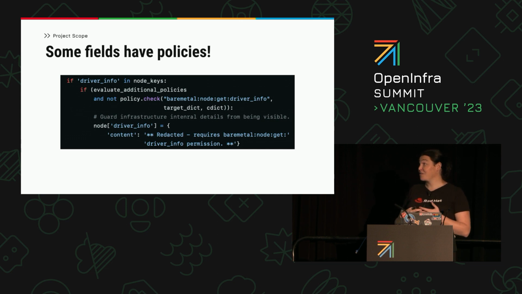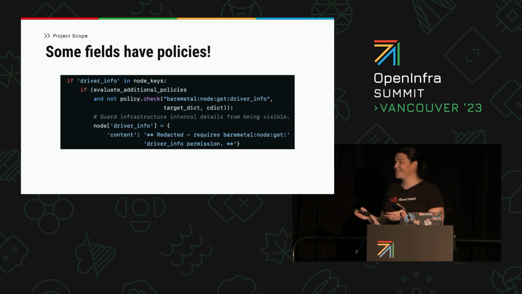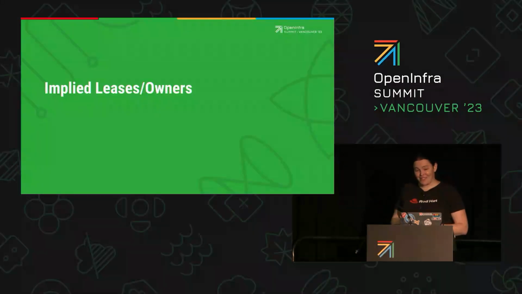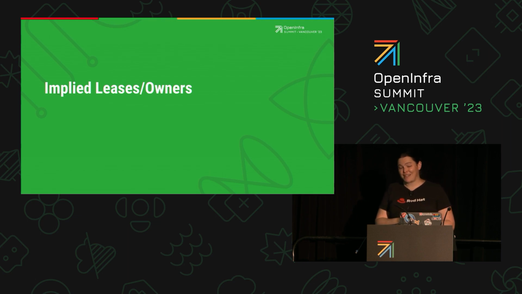So the idea is, if you don't have enough rights to see the field, then we just replace the contents in the payload, because they don't have rights to access the field. And we put a warning in. We try and make it friendly instead of returning an empty dictionary, which no one wanted, except me. But then we did some additional work, and we now have this concept of implied lessees and owners.